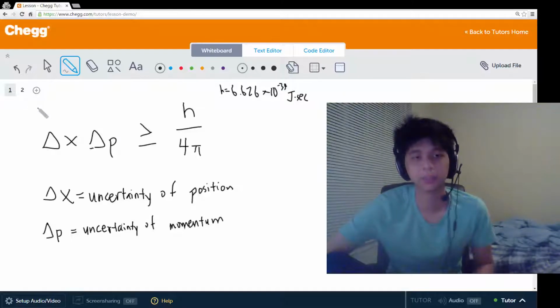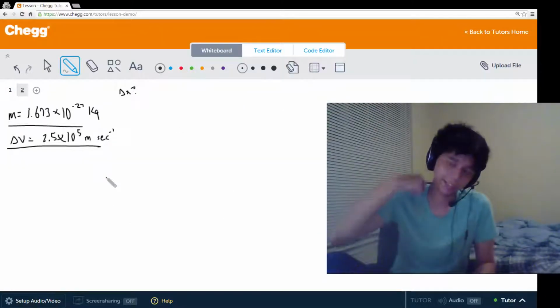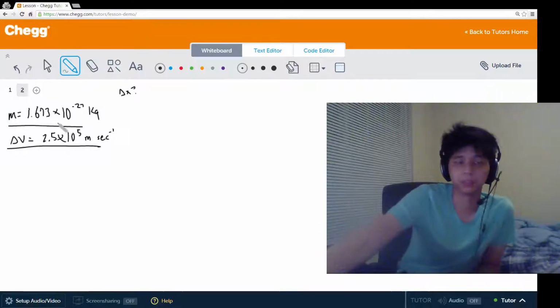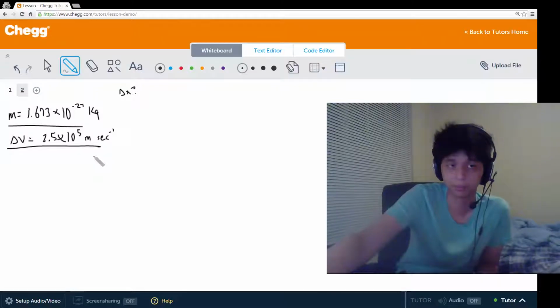So let's walk through an example. Let's say that you're given a proton, and this proton is traveling through space, and you're given the mass of this proton, which is 1.673 times 10 to the negative 27 kilograms, and you're also given the uncertainty in velocity of the proton.